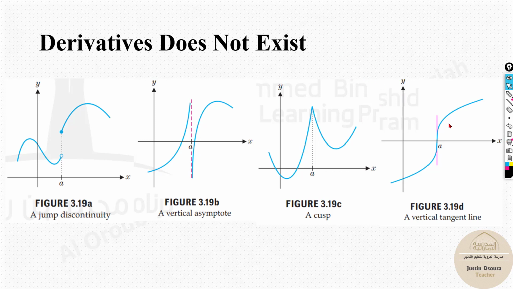If you have these graphs, the derivative does not exist because these are not continuous. And if you know the graph and you know it's something like this, you can just tell the derivative does not exist. This is about it.